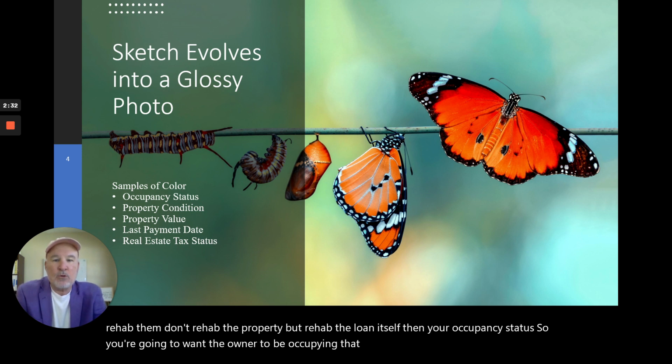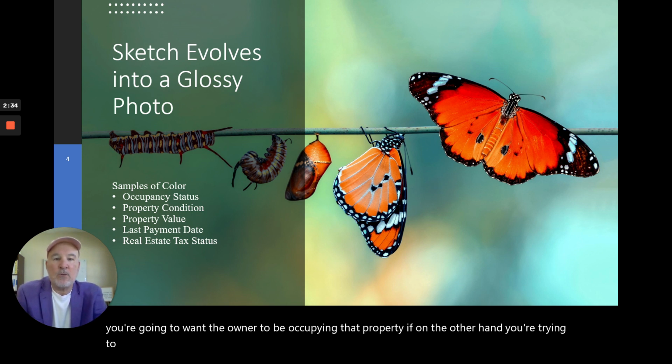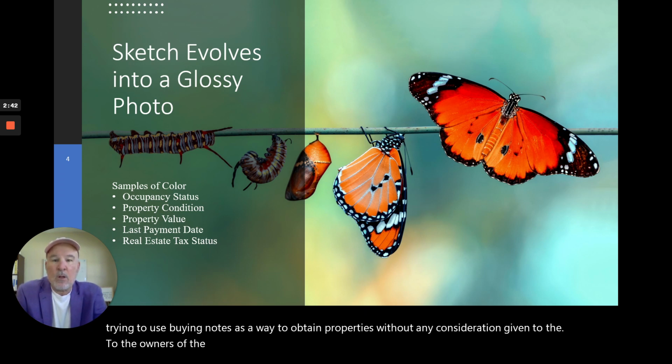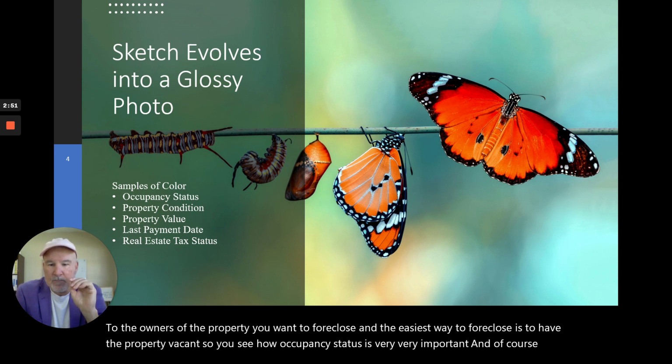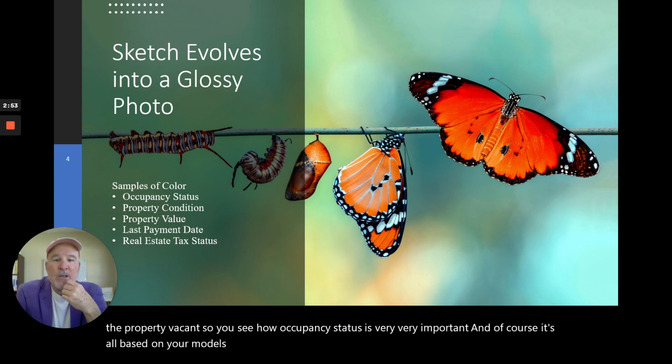If, on the other hand, you're trying to use buying notes as a way to obtain properties without any consideration given to the owners of the property, you want to foreclose, and the easiest way to foreclose is to have the property vacant. So you see how occupancy status is very, very important, and of course it's all based on your models.